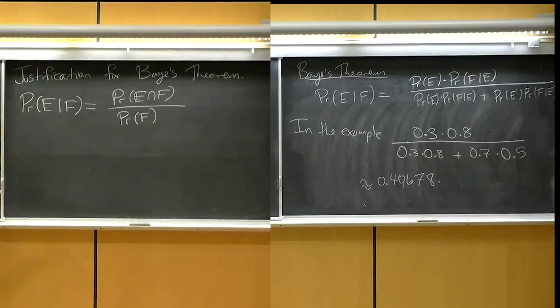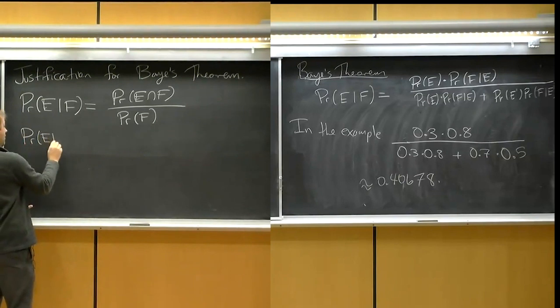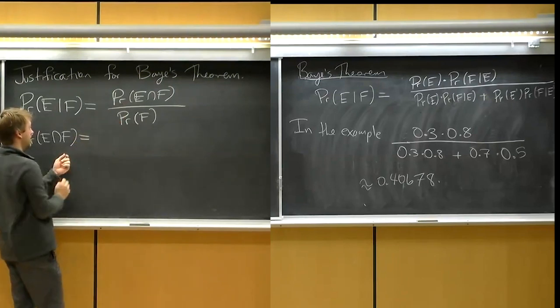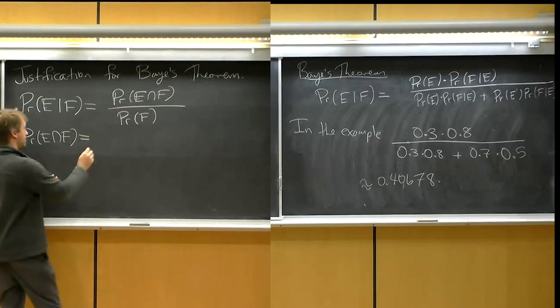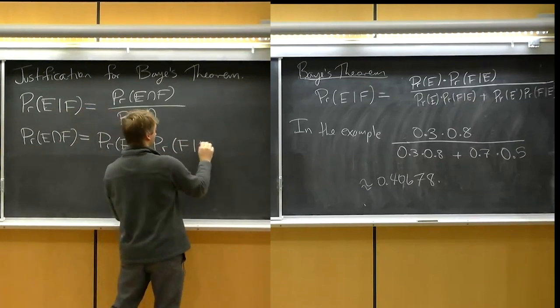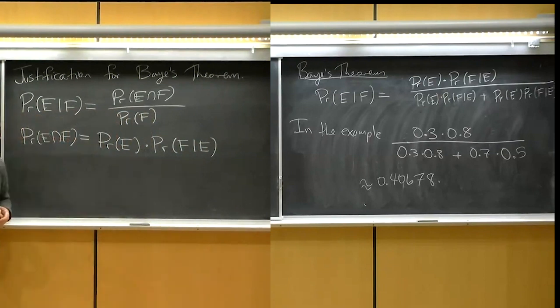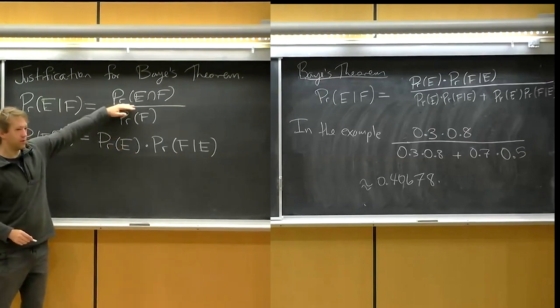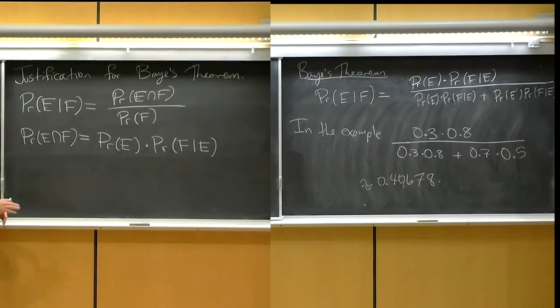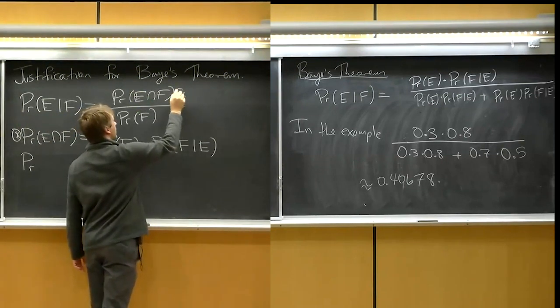But we also know that E intersect F, so I'm just trying to break down the numerator, that's the same thing as the probability of E times the probability of F given E. So if I just plug this in for the numerator, we've already got the correct thing on the top of the fraction. So this, which I'll put a star, we can just substitute for the star here.